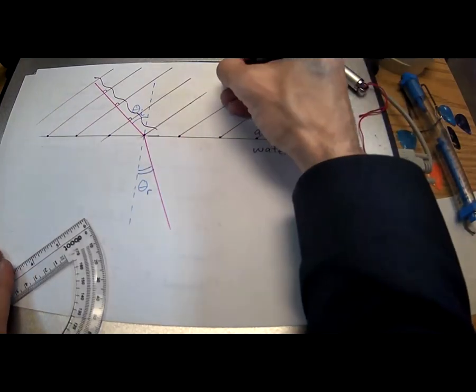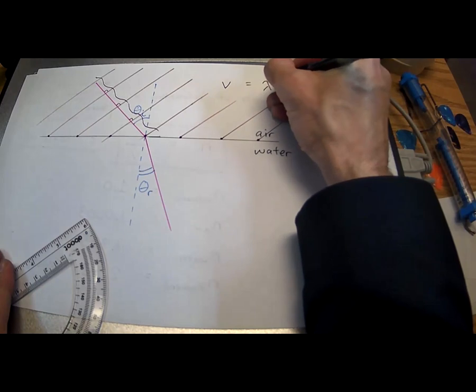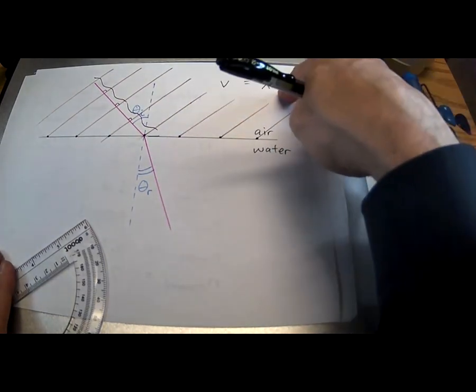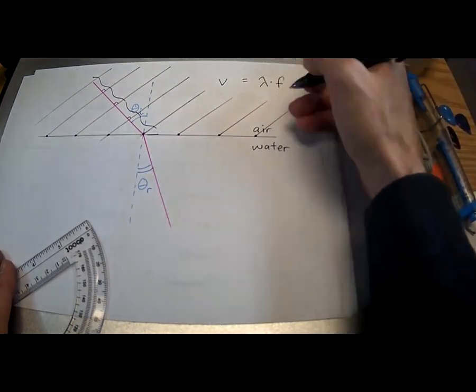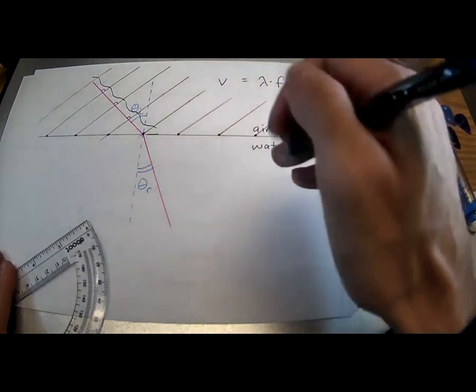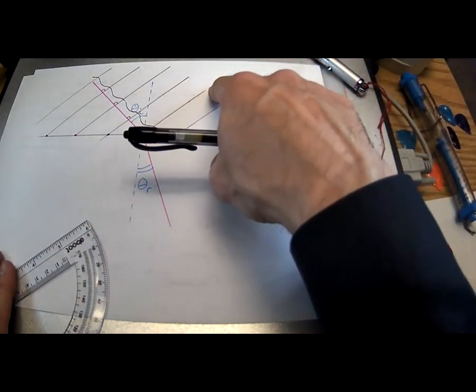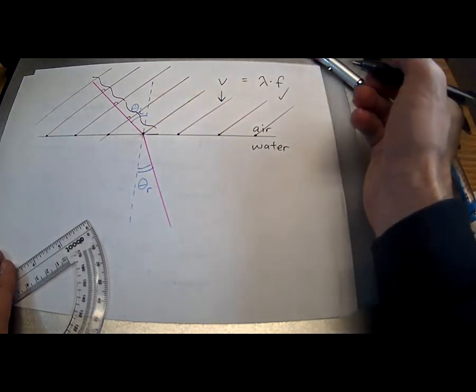Do you guys remember this equation? This wave equation: speed of a wave is equal to wavelength times frequency. You guys remember that? Okay. Well, if the frequency of waves leaving the air is equal to the frequency of waves entering the water, that means that this equation is the same on both sides. In each material, the frequency is the same. Okay? But the speed is different. Right? Speed slows down going from air to water.